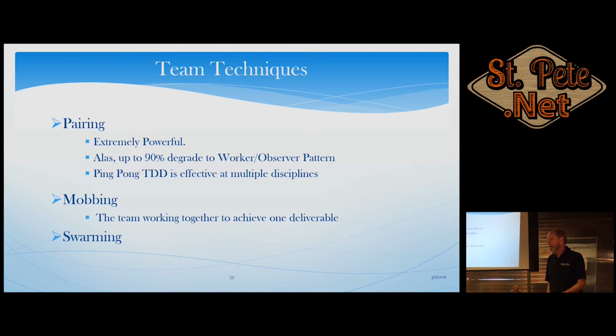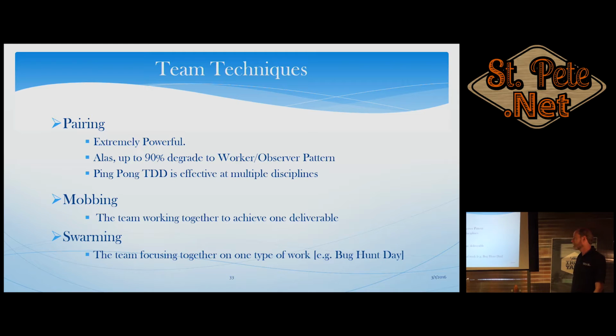The other is what's called swarming. And mobbing and swarming are different. It's the team focusing on one type of work. So during a sprint, you may have these minor bugs that have been identified. They're not blocking anything. They really need to be cleaned up. There may be some code that hasn't been tested as well, that somebody should just play around with. Declare a day in the middle of the sprint. Hey, it's bug hunt day. And the entire team is going to swarm and do one type of work. So see here, swarming is a type of work. Mobbing is focused on a deliverable.